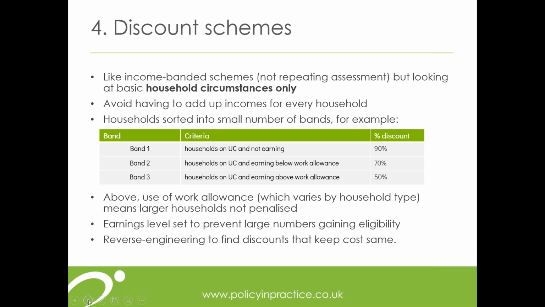This is quite an effective scheme as we've modelled for a London-based borough, because the work allowance under universal credit is a means test which takes account of household characteristics such as disability and household size, but it means that the council themselves does not need to provide that means testing. So it reduces administrative costs while retaining quite a lot of fairness.